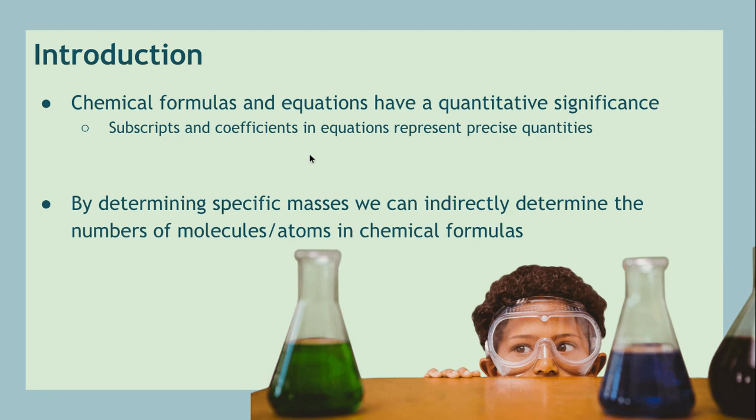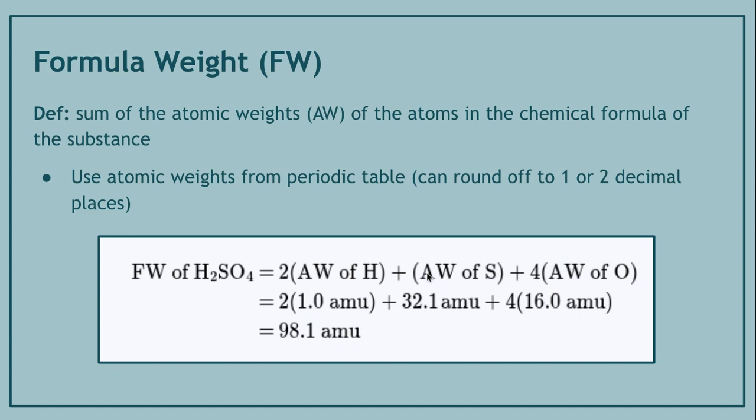It just relates that the subscripts and the coefficients, which are found in chemical equations or even just in the written formulas, each represent precise quantities and exact numbers. And when we go to determine the specific masses or the formula weights, which we'll learn later, we can indirectly determine the numbers of molecules and atoms in these chemical formulas, and then by using those we can relate them to molar conversions or other kinds of conversions that we'll use later in the year.